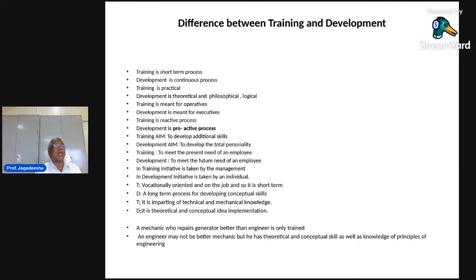Training is practical in the sense that it is more of a hands-on experience, whereas development is theoretical, philosophical and logical. What is this logical? Any problem that has come up is to be resolved sequentially, and any pinpricks that you encounter are to be addressed. For example, a communal problem will come. Don't you think it is the responsibility of the Deputy Commissioner to address it? You cannot simply keep quiet.